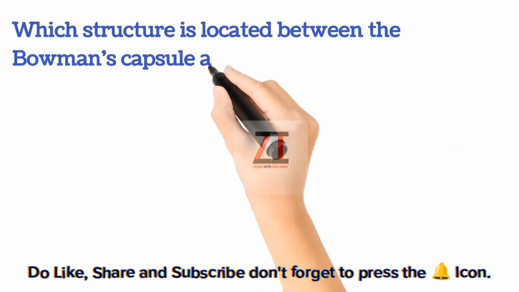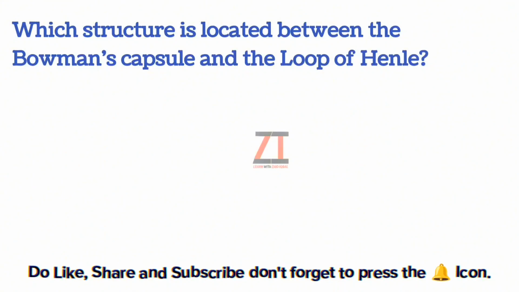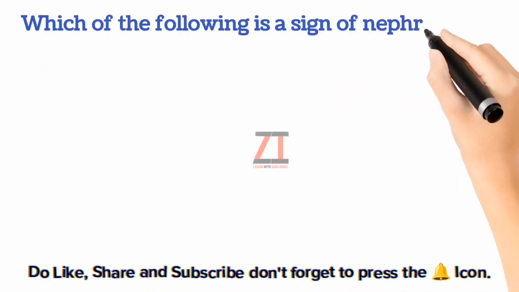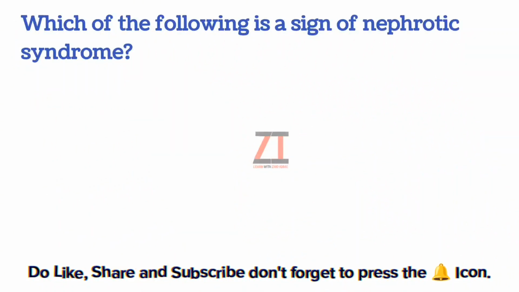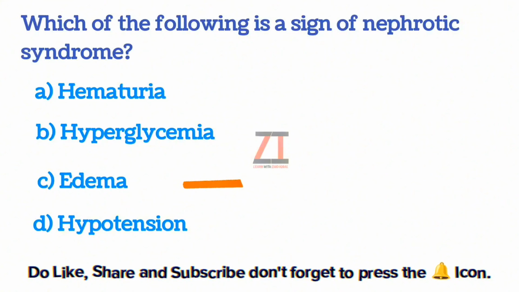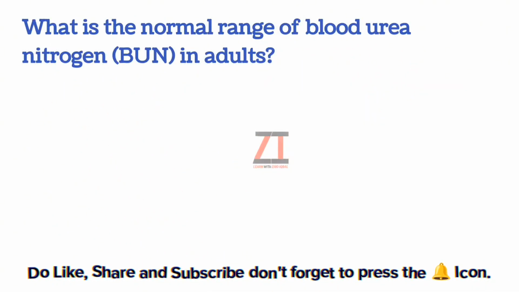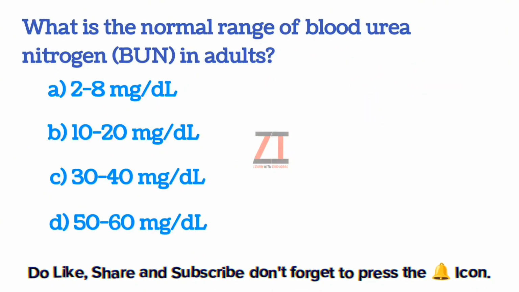Which structure is located between the Bowman's capsule and the loop of Henle? Right answer is option A, proximal convoluted tubule. Which of the following is a sign of nephrotic syndrome? Right answer is option C, edema. What is the normal range of blood urea nitrogen, BUN, in adults? Right answer is option B, 10 to 20 mg per dL.